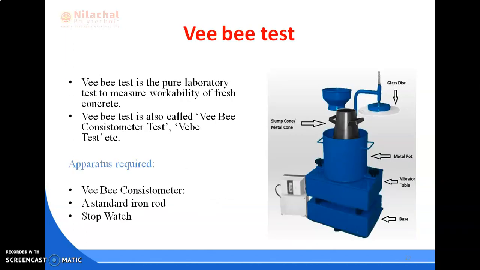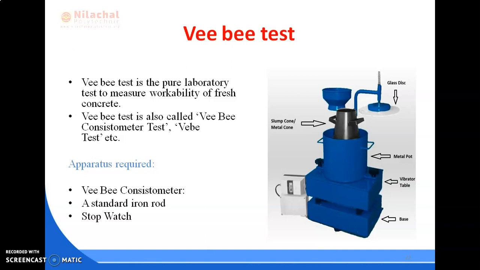And next is the VB test. The last test is the VB test. It is a pure laboratory test to measure the workability of fresh concrete. It is also known as the VB consistometer test or VB test. Here, the time required for the shape of concrete to change from slump cone shape to cylindrical shape, in seconds, is known as VB seconds. In this test, the consistency of concrete is measured in terms of VB seconds.